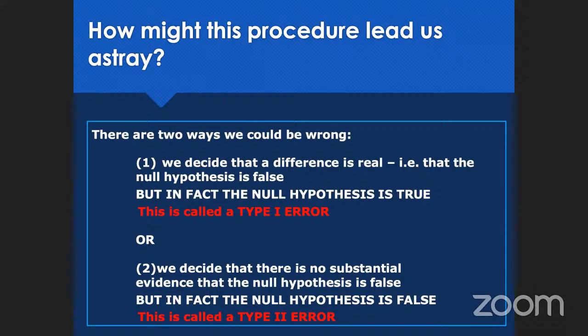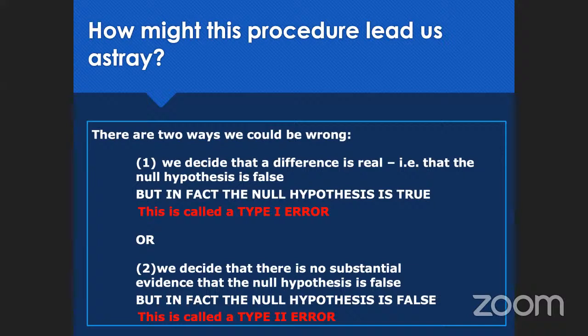So how can this procedure lead us astray? There are two ways that we can reach a wrong conclusion. The first one is that we have decided that the difference is actually real, for example, that the null hypothesis is false, but in fact the null hypothesis was true. In this case, this is referred to as a type 1 error.